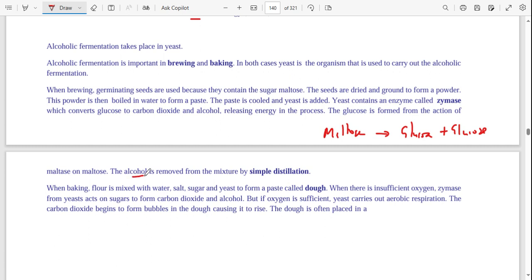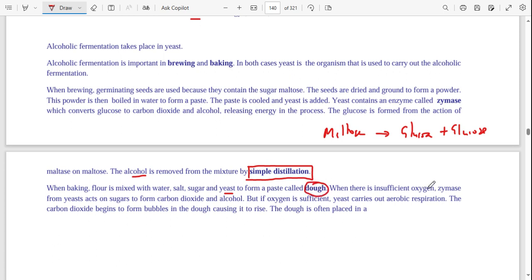The alcohol that you form is then going to be removed from the mixture by simple distillation. Don't forget the separation techniques that we did, right? And that will be the same when baking. Flour is going to be mixed with water, salt, and sugar, and then yeast is going to be added to form a paste which is known as a dough.